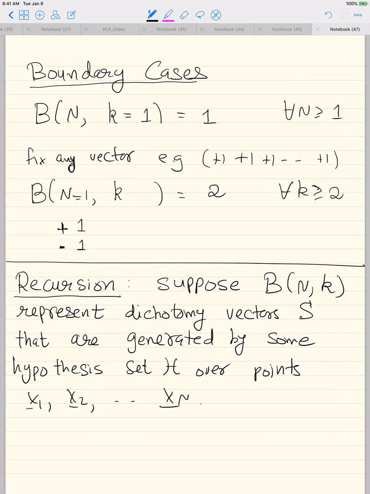So that we understand this particular statement, we can view it via this table. We have x1, x2 up to xn. These are the points where the vectors are generated. S is the collection of all the points, the set of all the vectors that I am enumerating. In order to enumerate S, I will have vectors like this: +1, +1, let me write x3 actually, +1, so this is one dichotomy vector of all ones.